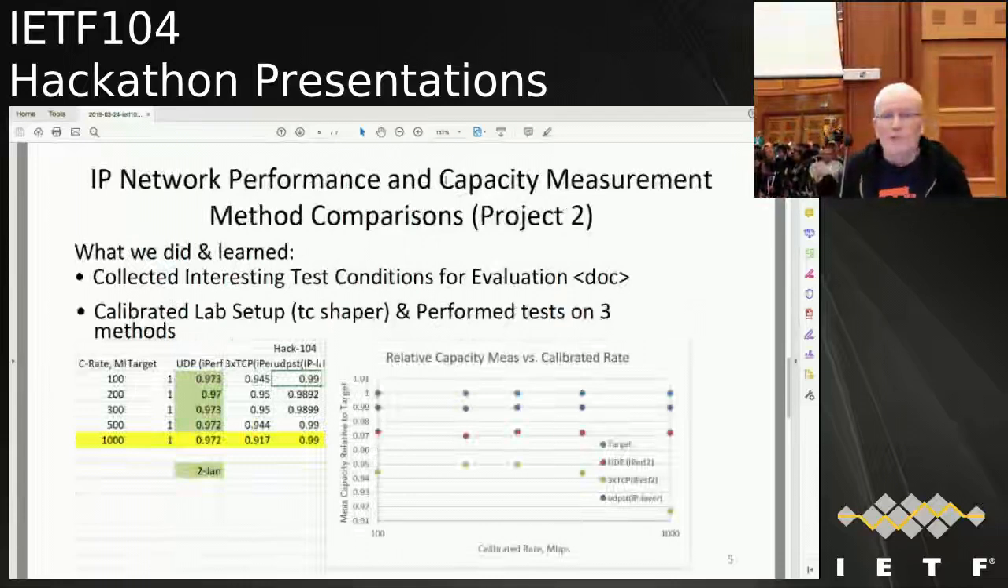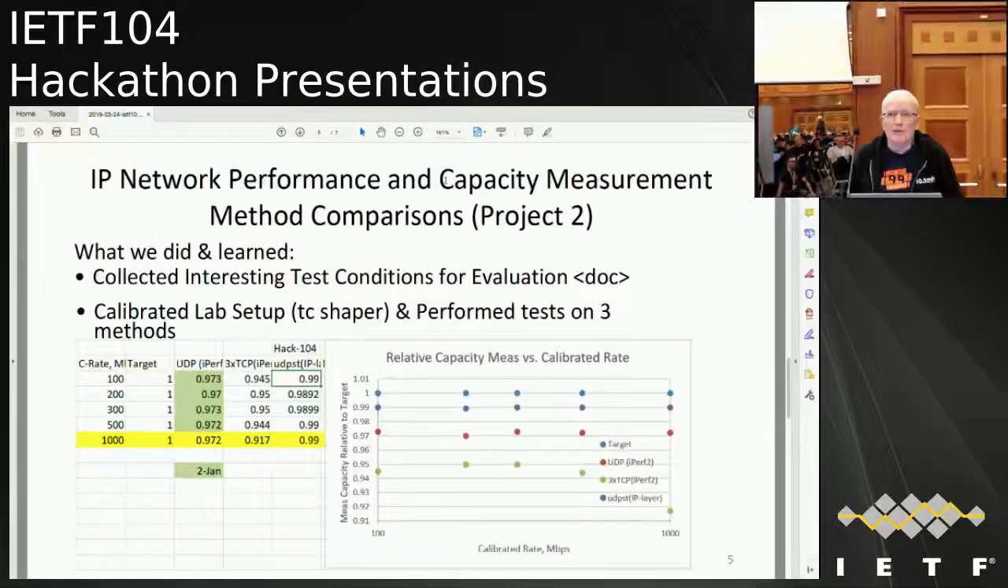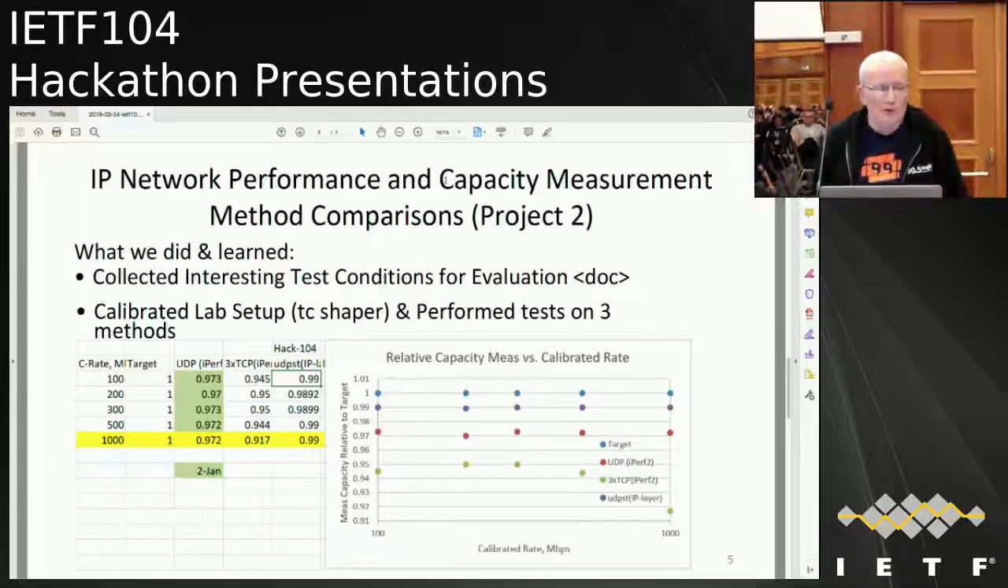Thanks, Dave. So I'm Al Morton, and I worked with Alexander on this IP network performance and capacity measurements comparison. Setting the stage for this is that internet access speeds are going up and into the gigabit range very soon for most of us. Some of us have these speeds now, and we've been looking at sort of ad hoc methods of measurement for IP capacity throughout the years, Ookla, speed test, and so forth.